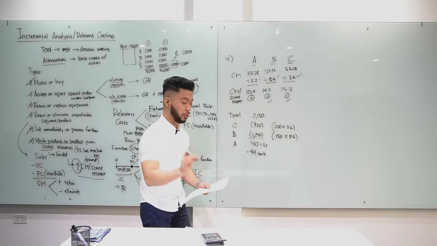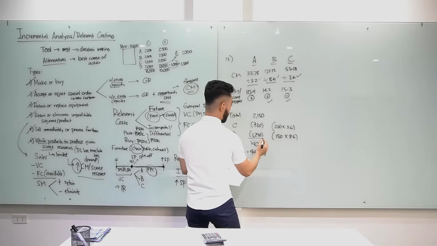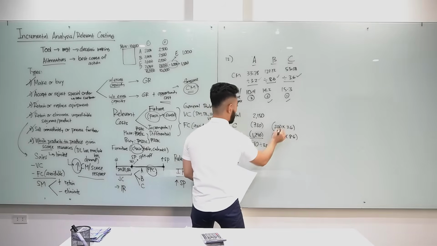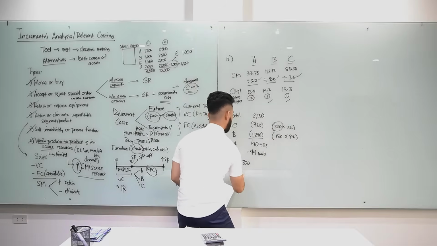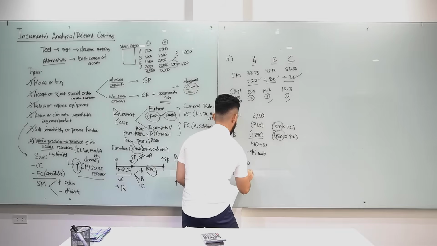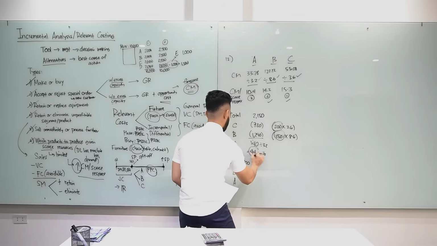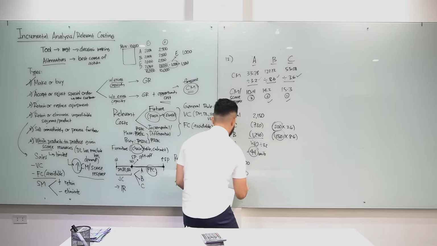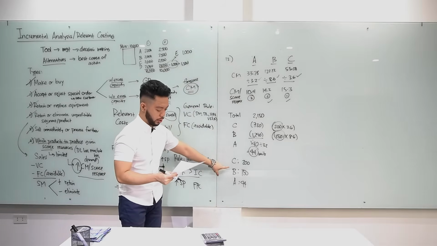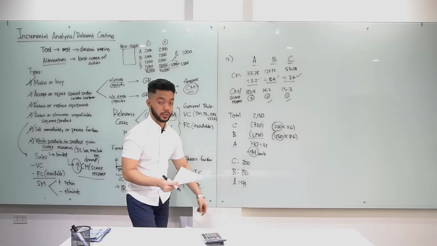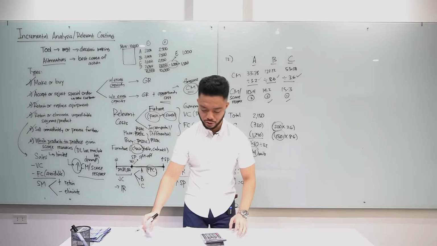Therefore, ang ipoproduce natin class, ang sagot natin, para kay C, i-maximize natin yung demand, 200 units. Para kay B, 150. And then para naman kay A, ang ipoproduce mo is yung remaining na 44 units. Sagot natin dyan, letter C, 200 units of C, 150 units of B, and 44 units of A. Okay, letter C for number 12.